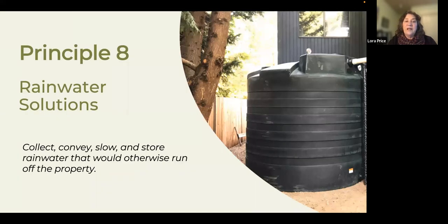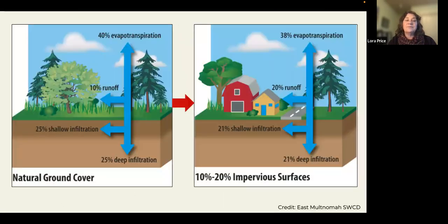So the other principle we mentioned was rainwater solutions, and the whole idea is to capture the rainwater, whether it's off our roofs or on our driveways, and to convey it and slow it down and send it somewhere where it can soak into the ground, or you might actually harvest it and store it in a big cistern like this that you see.